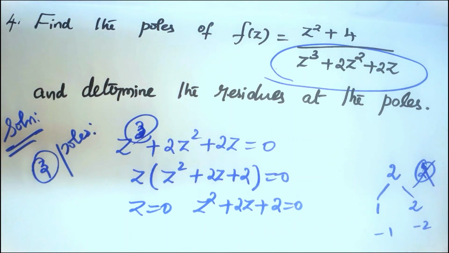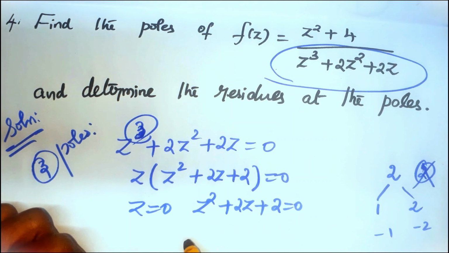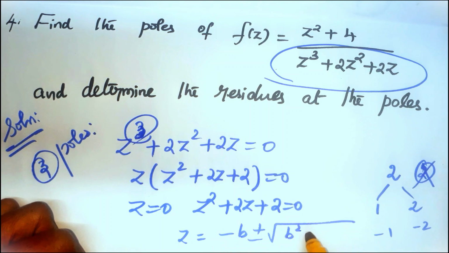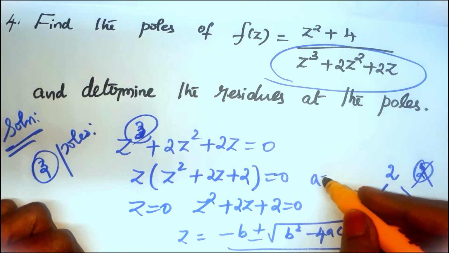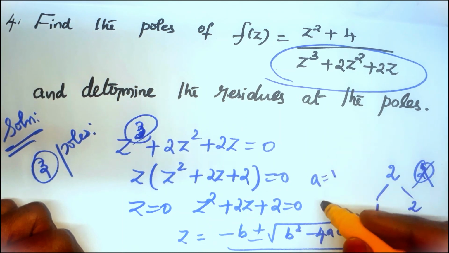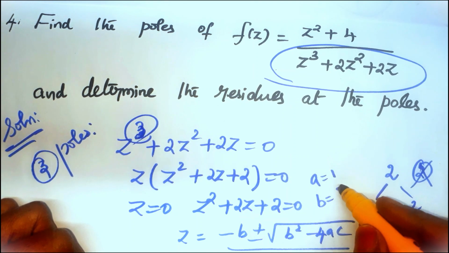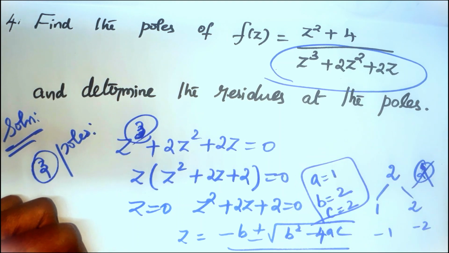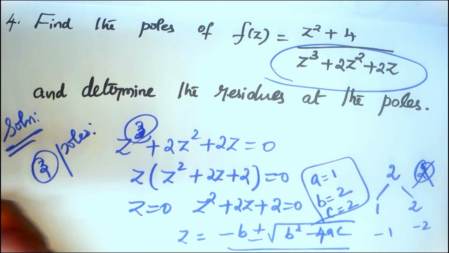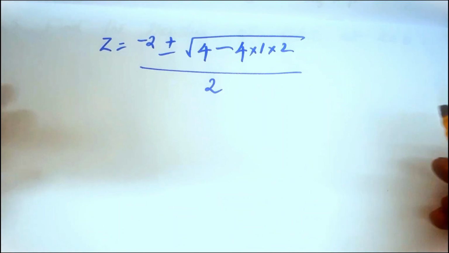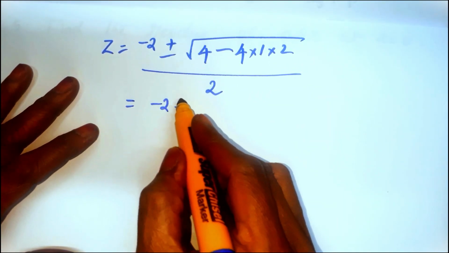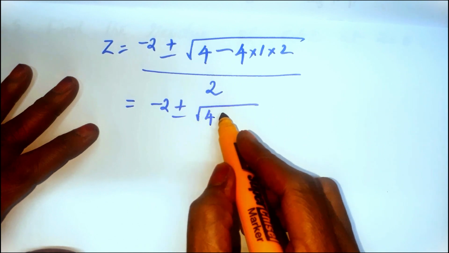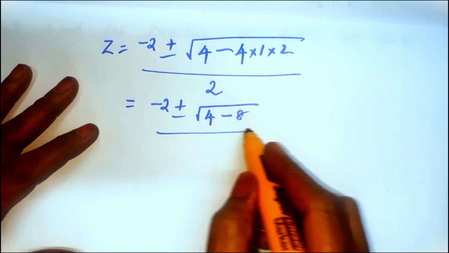So we are not able to do it directly, so we have to use the formula. What is the formula we know? For finding the roots, z equal to minus b plus or minus root of b squared minus 4ac by 2a. What is a here? a is equal to the coefficient of z squared, that is 1. b equal to the coefficient of z, that is 2. And c equal to the constant term 2. So using the formula, we have to calculate what is z. So when we substitute the a, b, c values, we are getting minus 2 plus or minus root of 4 minus 8 by 2.